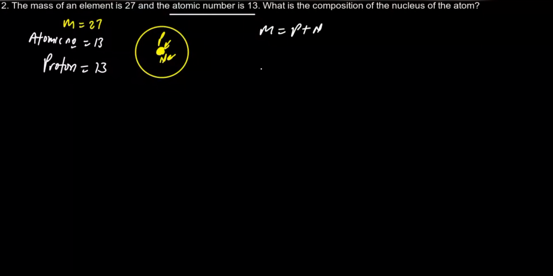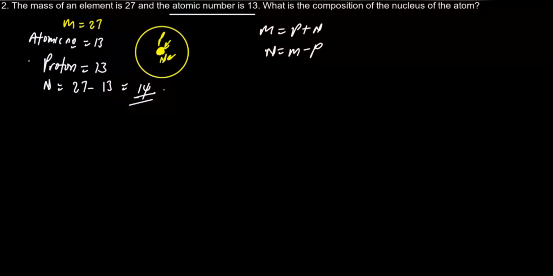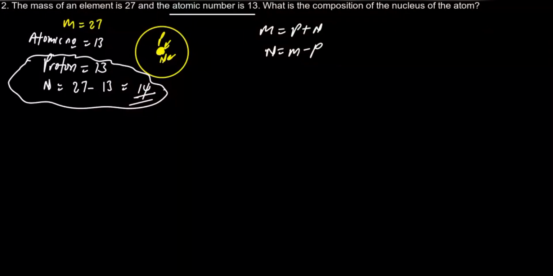plus number of what? Neutron. So, to get number of neutron, that will be what? Mass number minus number of proton. So, my number of neutron will be equal to what? Mass number, which is 27, minus number of proton, and that is what? 13. And this will give me 14. And that's the composition of the nucleus, this is what you present as your final answer.